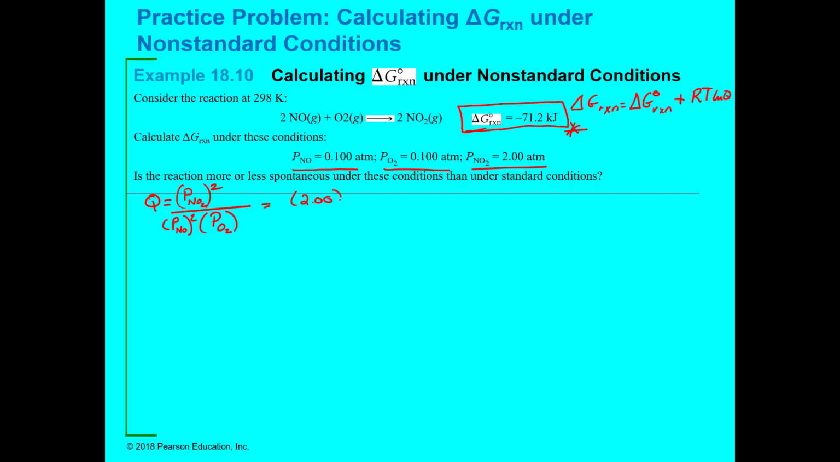So 2 squared divided by 0.1 squared times 0.1. That's 0.1 cubed, isn't it? All right, and so when you put that in your calculator, and make sure you use parentheses around these guys when you are dividing by two things, okay? And you're going to get 4 times 10 to the third. 4 times 10 to the third as your Q. So I know Q. All right, it didn't change my temperature, so my temperature is 298.